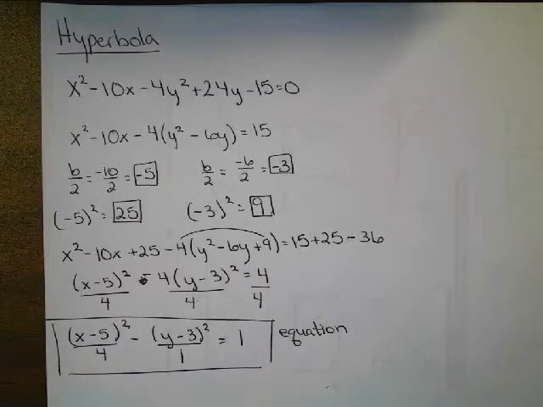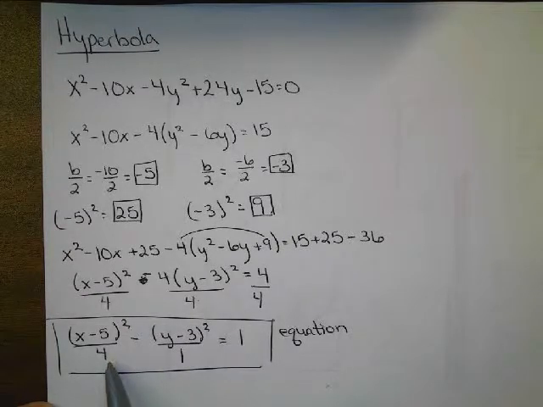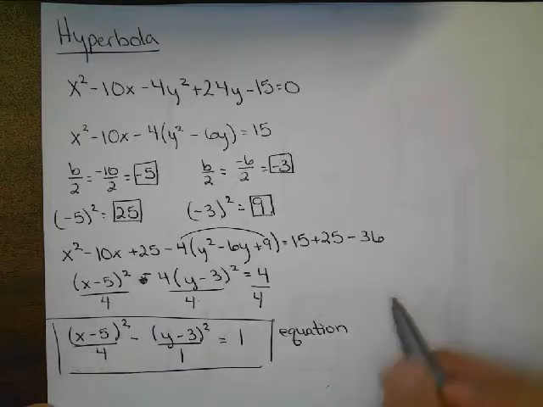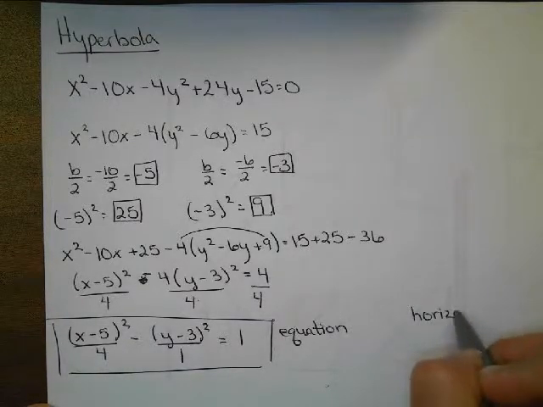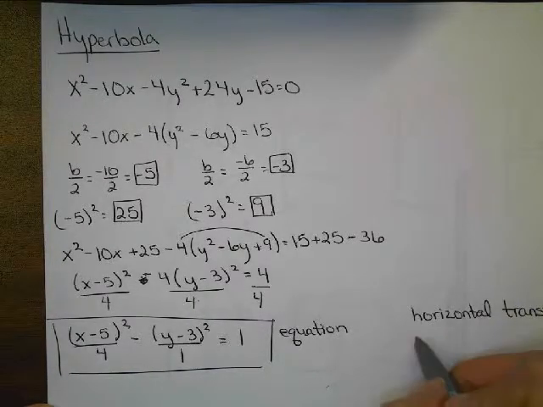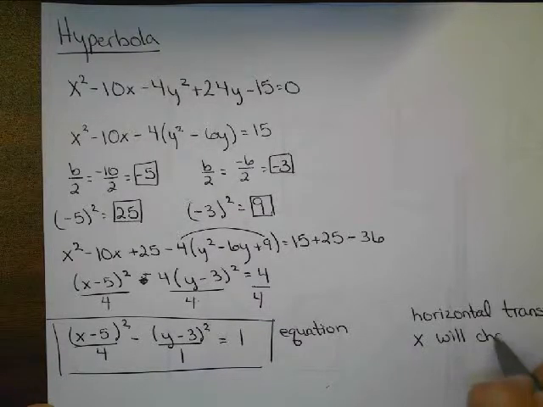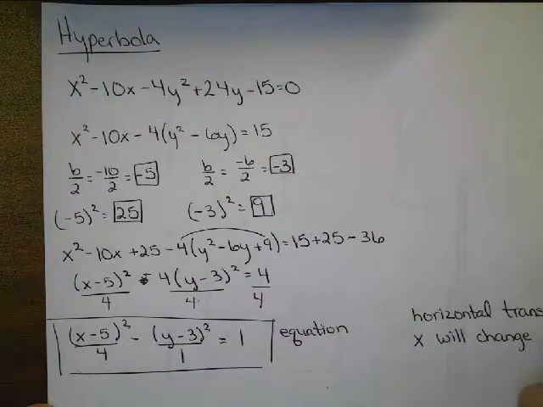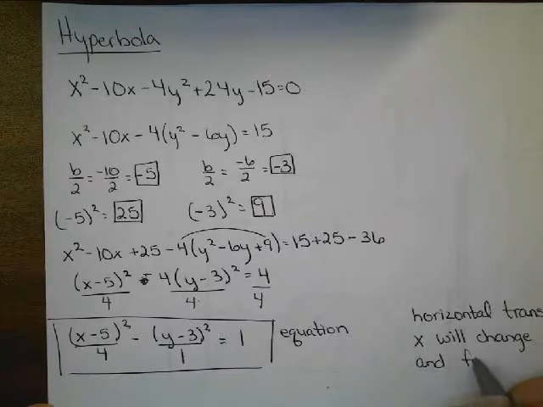From this, I can figure out everything I need. So looking here, the transverse axis for a hyperbola is always the direction of the positive variable. So since x is out front, because it's positive, that's why I always put it out front, it's going to be the first one, which should be positive all the time. So my transverse axis is horizontal. That means that the x's will change when we find the vertices. So x will change for the vertices and the foci.